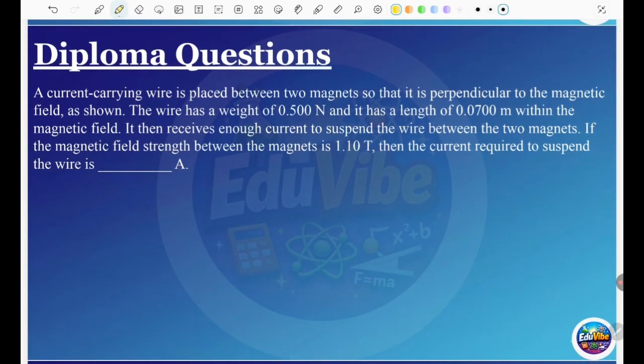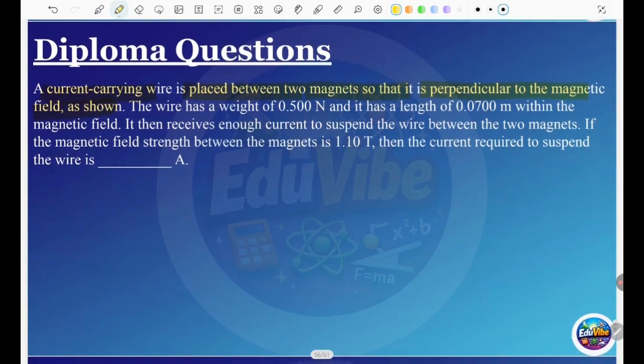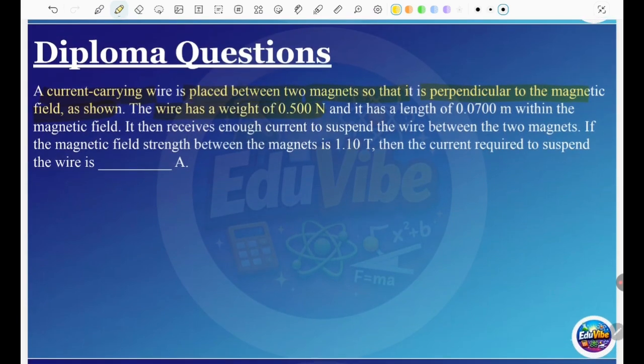For the next one, a current carrying wire is placed between two magnets, perpendicular to the magnetic field as shown. We have a diagram, but I think they didn't give us the diagram here. The wire has a weight of 0.500 newtons and a length of 0.0700 meters within the magnetic field. A current is passed through it to suspend the wire between the two magnets. If the magnetic field strength is 1.10 Tesla, what current is required to suspend the wire? Basically, we have to find the current.